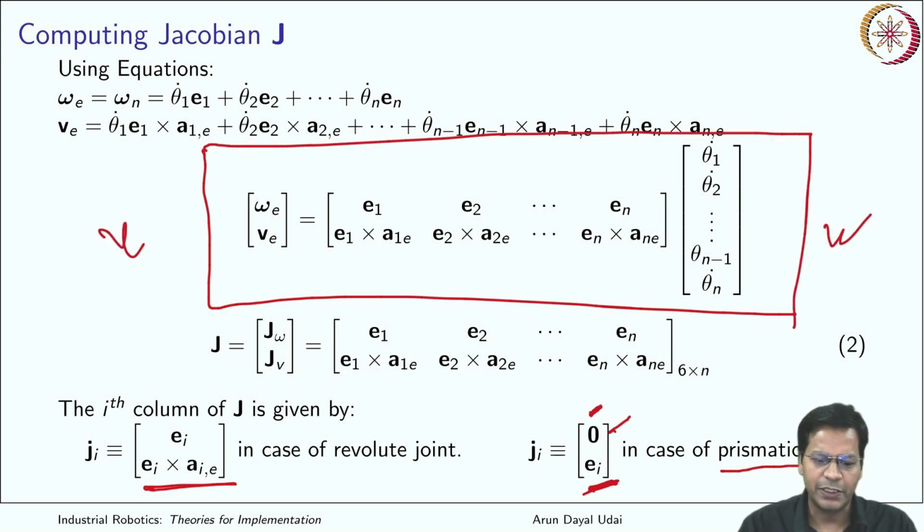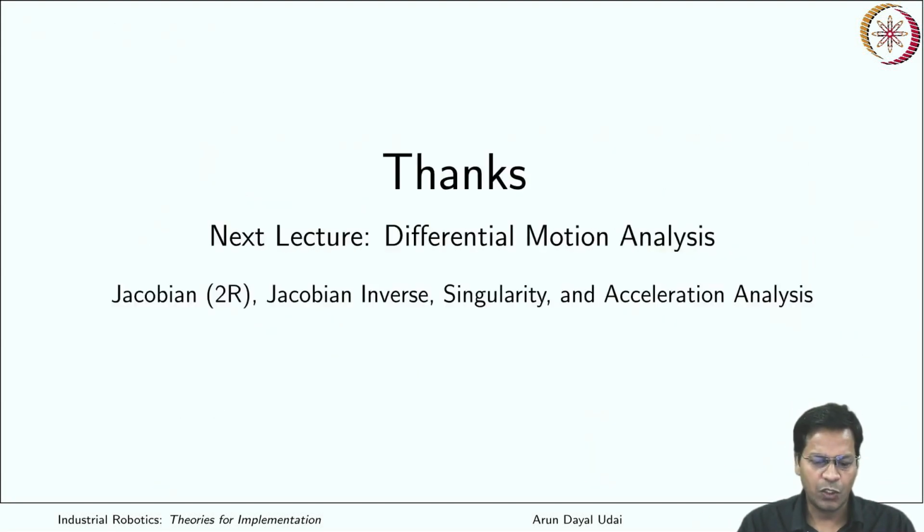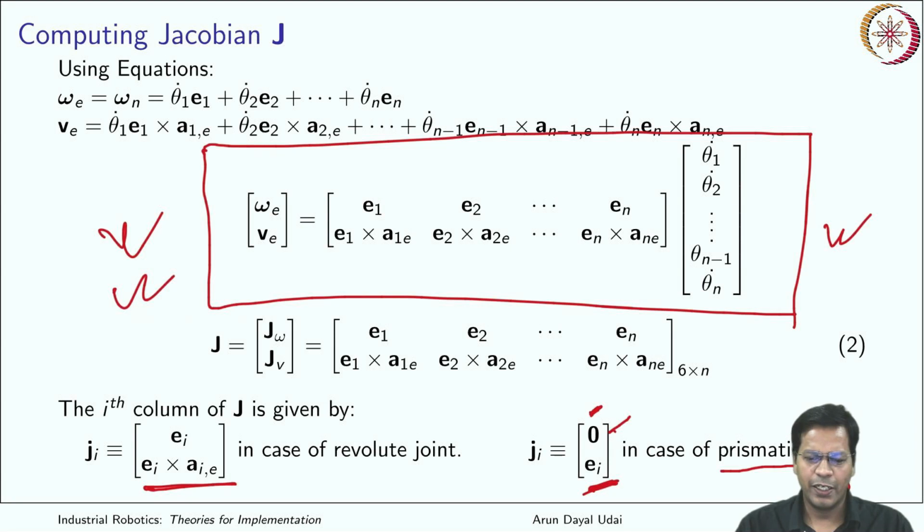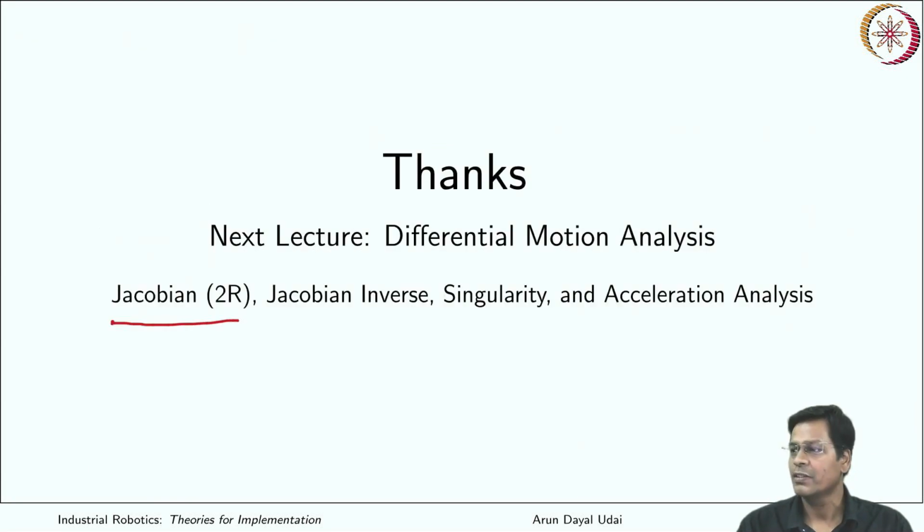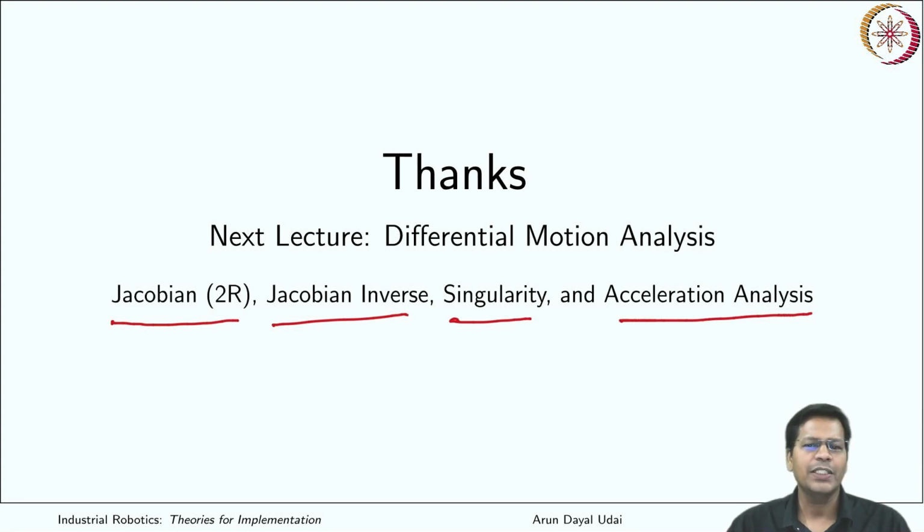We'll use this expression in the next class and move ahead further. So we'll do the Jacobian of a 2R manipulator, a 2 degrees of freedom planar manipulator, exactly the one that we did. Simply by taking the differential, we'll use this particular relation and we'll try to find out the Jacobian. Okay. We'll see why the Jacobian inverse is required and how to go for it. We'll understand what singularity is, and we'll see acceleration analysis also. That's all for today. Thanks a lot.